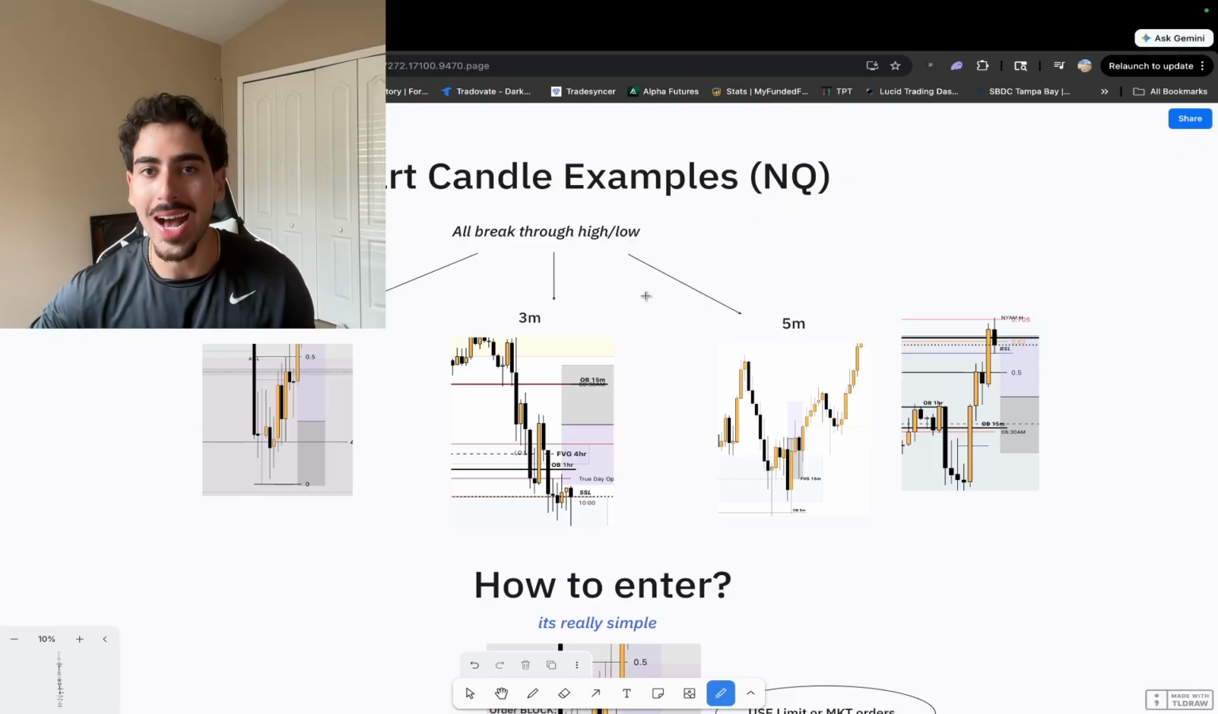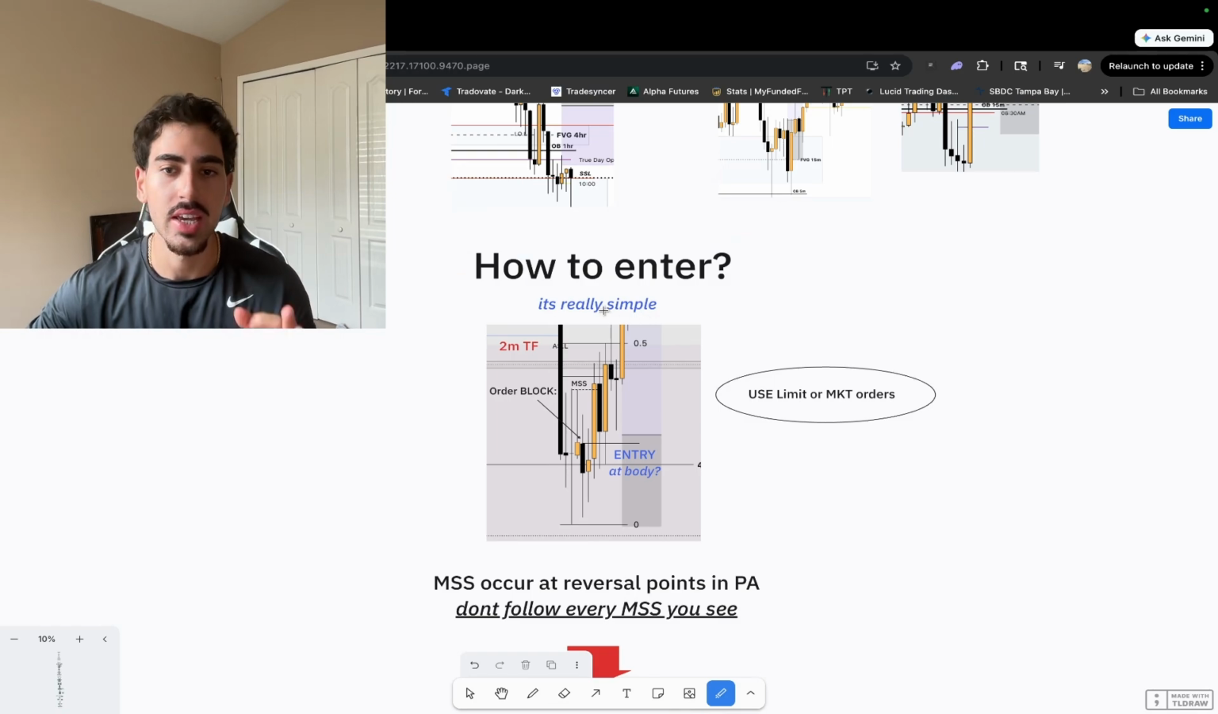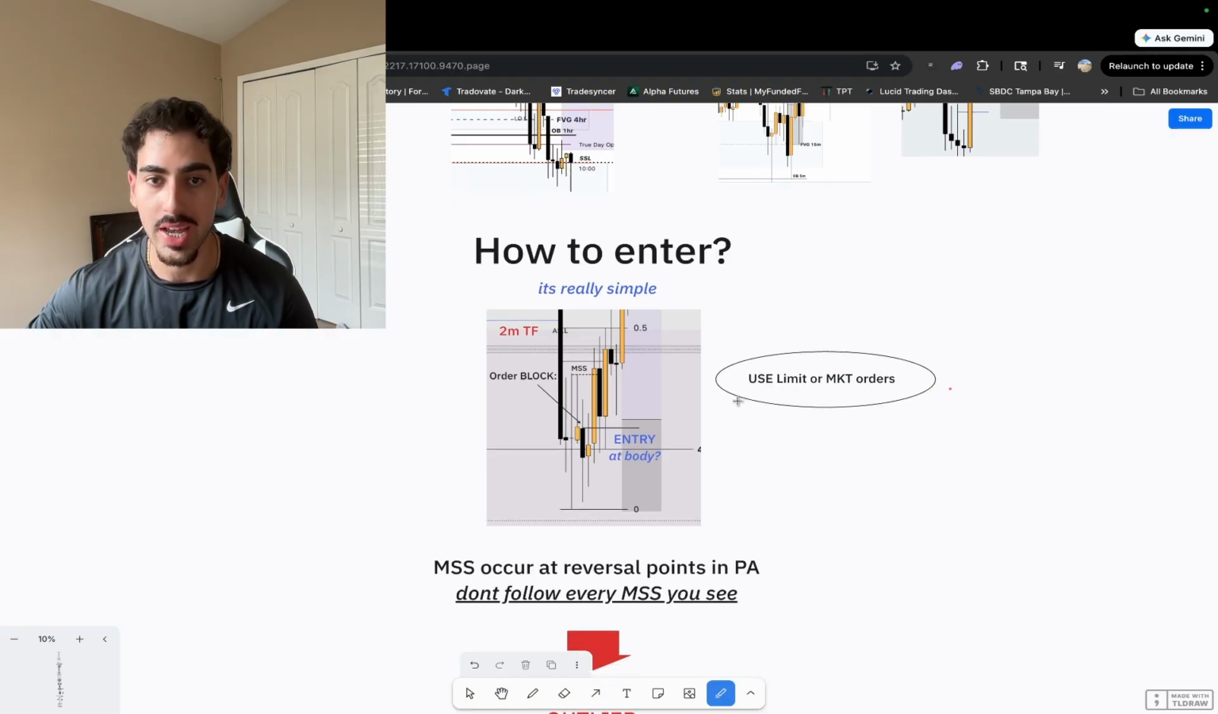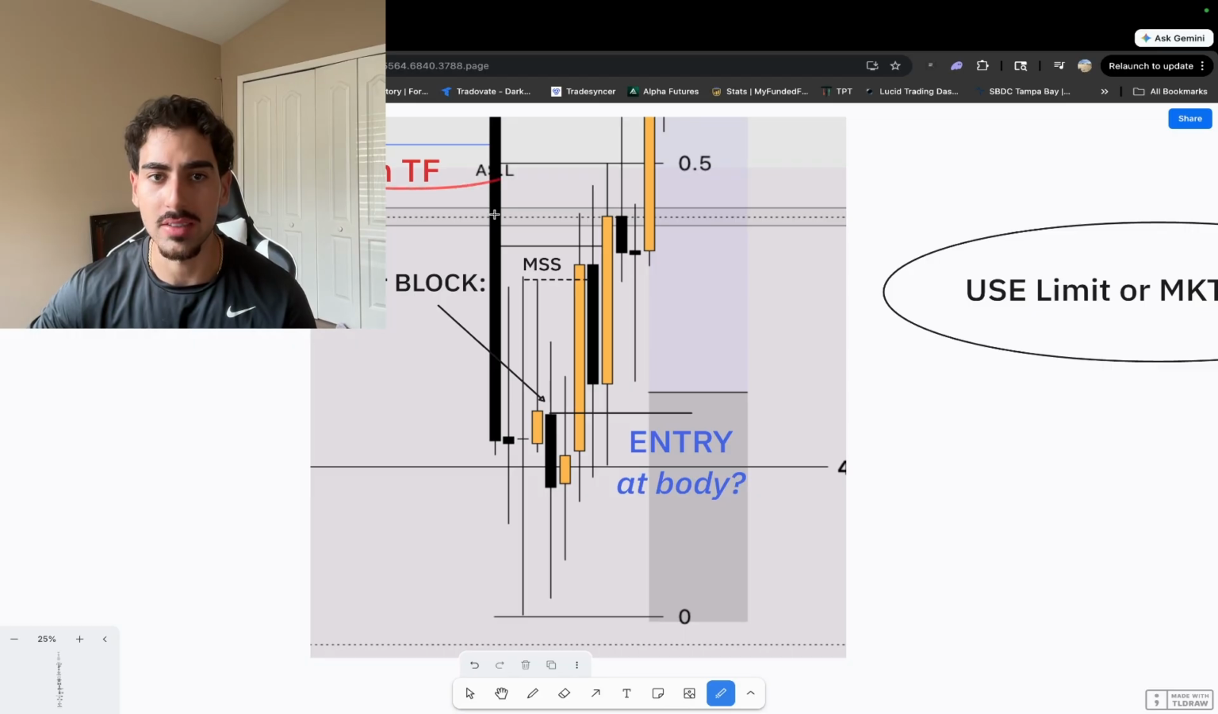But again, how do you actually enter into these positions? It is really, really simple. You want to use either limit orders or market orders. And we can use the example we went through before, which we can see is on the 2-minute time frame. That price pushes up. We form the market structure shift right here as we close above the swing high formed.